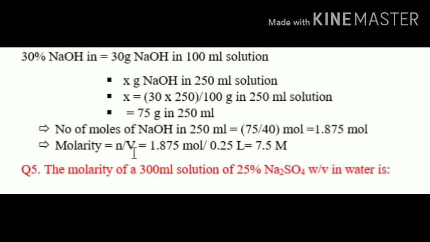So you see one more question. The molarity of a 300 milliliter solution of 25% sodium sulfate weight by volume in water is. So you calculate the molarity of 25% sodium sulfate weight by volume in water if I give you 100 ml of solution. Please do it and submit in homework.